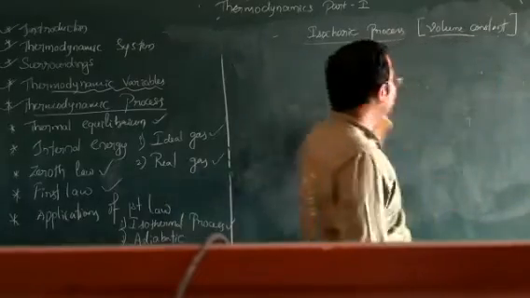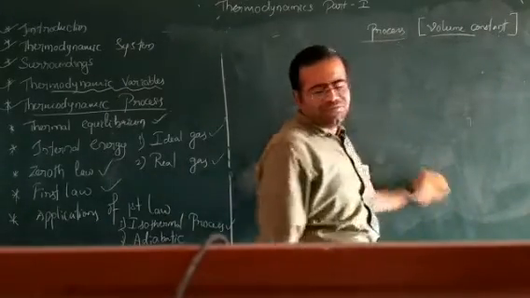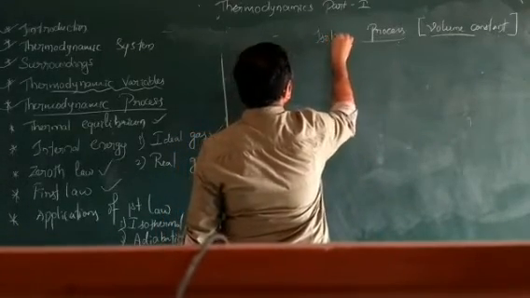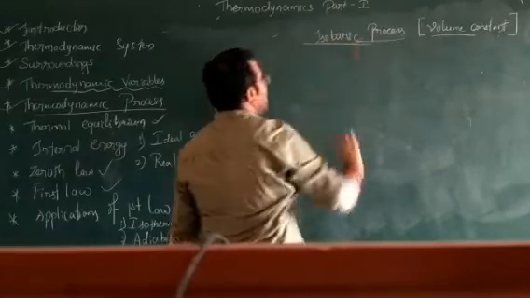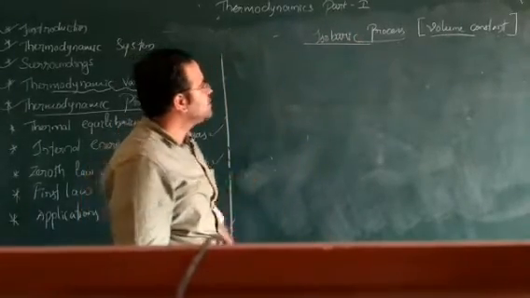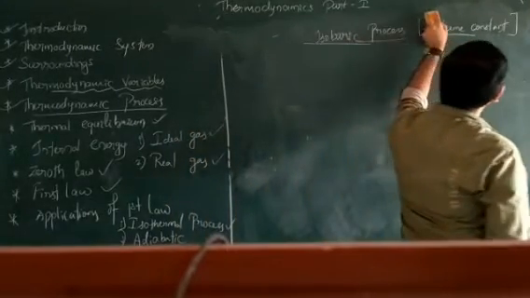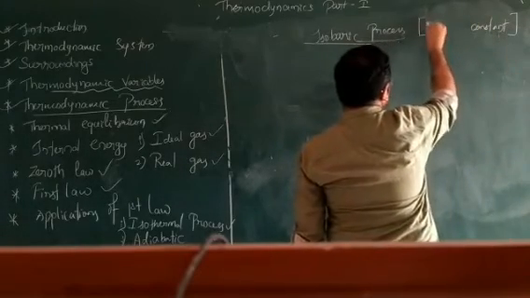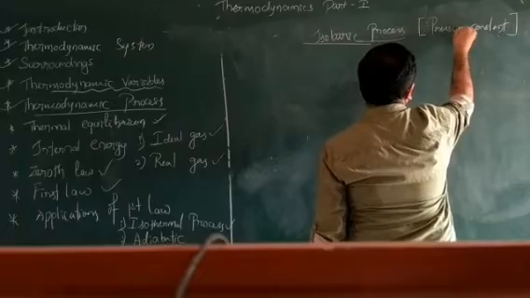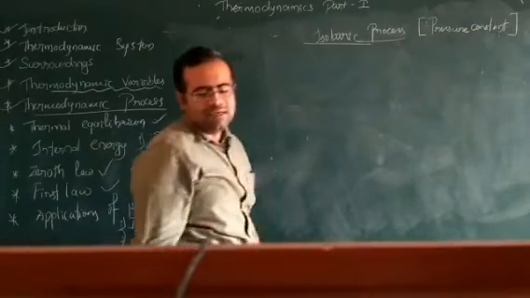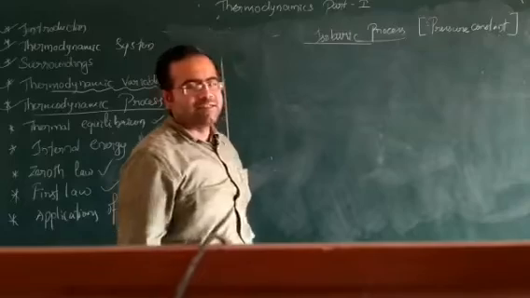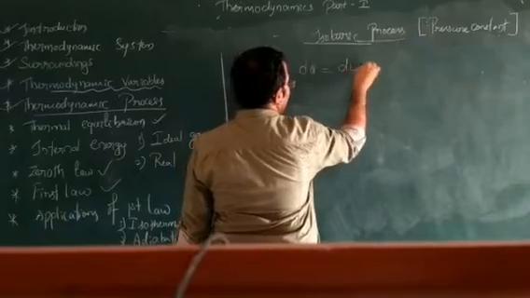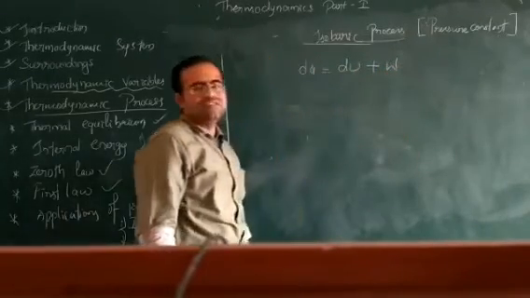Next, again one of the important applications of the first law of thermodynamics is the isobaric process. Iso means constant, and isobaric means the pressure is kept constant. When you keep pressure constant, you observe the equation dq is equal to du plus work done. This is the equation.